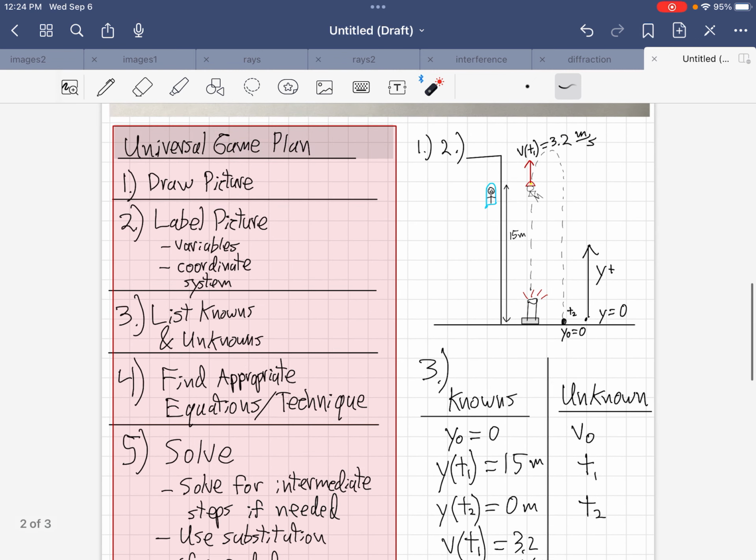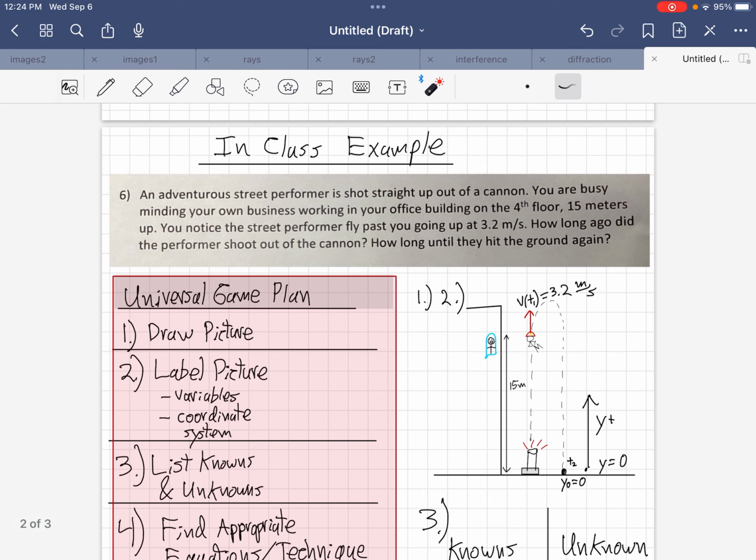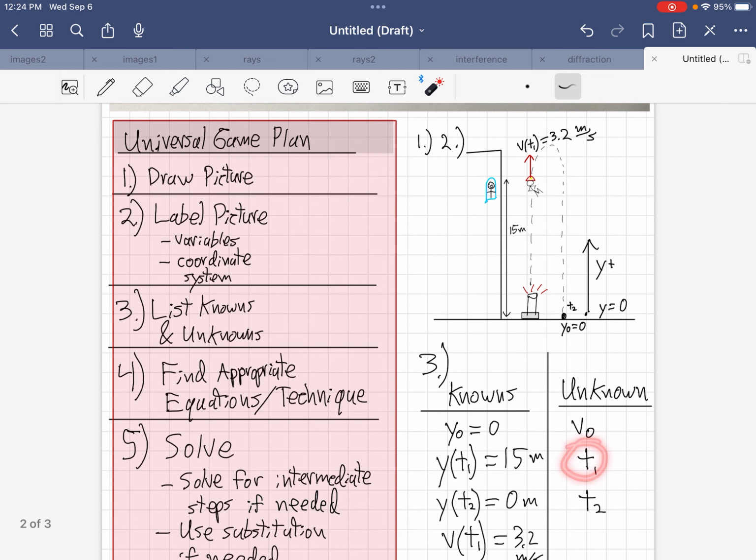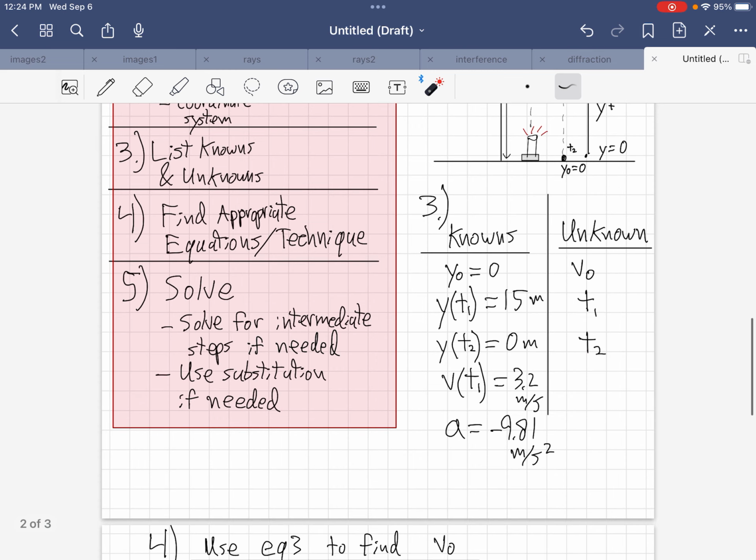Okay, so the unknown in the problem is how fast was he going when he left the cannon? And then the two things that the problem actually asks about are how long ago the Circus Performer shot out of the cannon and how long until they hit the ground again. So we need to know time 1 and time 2. You can see we have a velocity unknown and we have a time unknown.